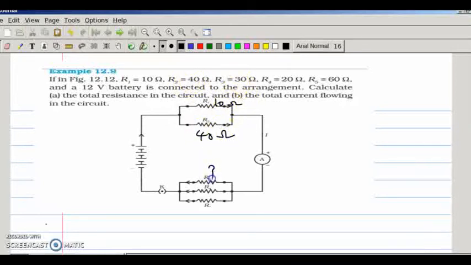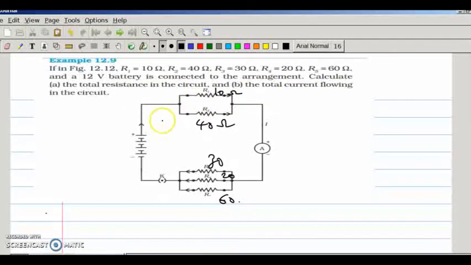R3 is 30 ohm. The next one is 20 ohm, and that is 60 ohm. They're all connected to one source. Now you tell the total resistance in the circuit. What is the total resistance in the circuit? And the total current flowing in the circuit? How do we do it?